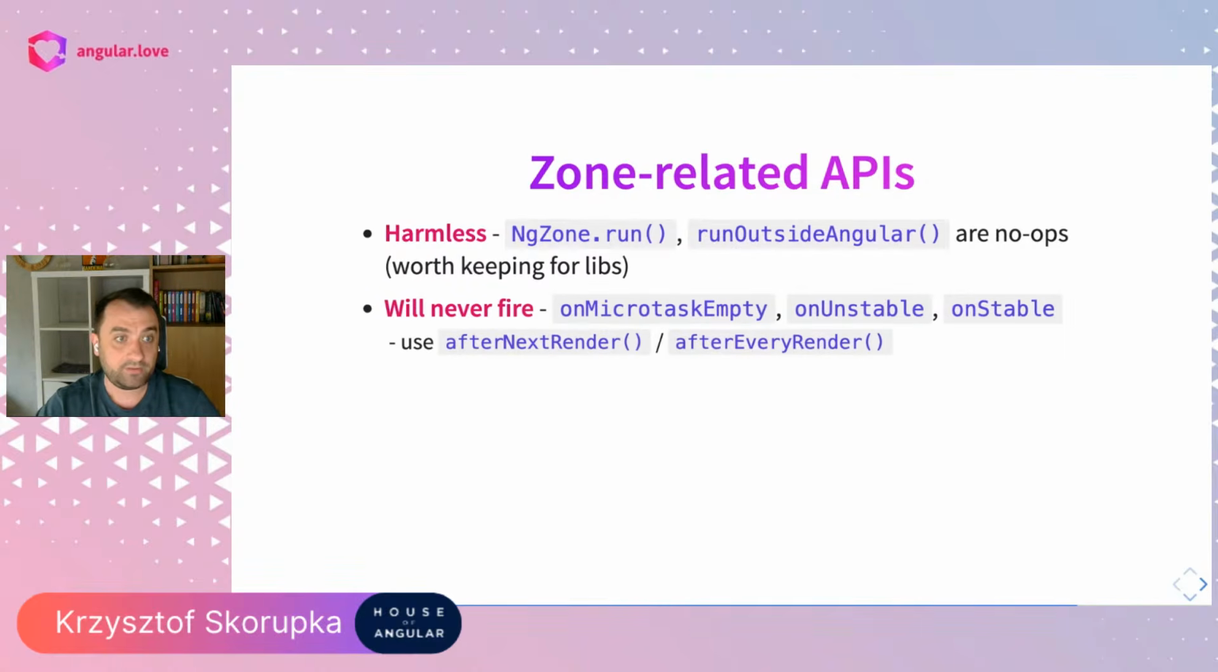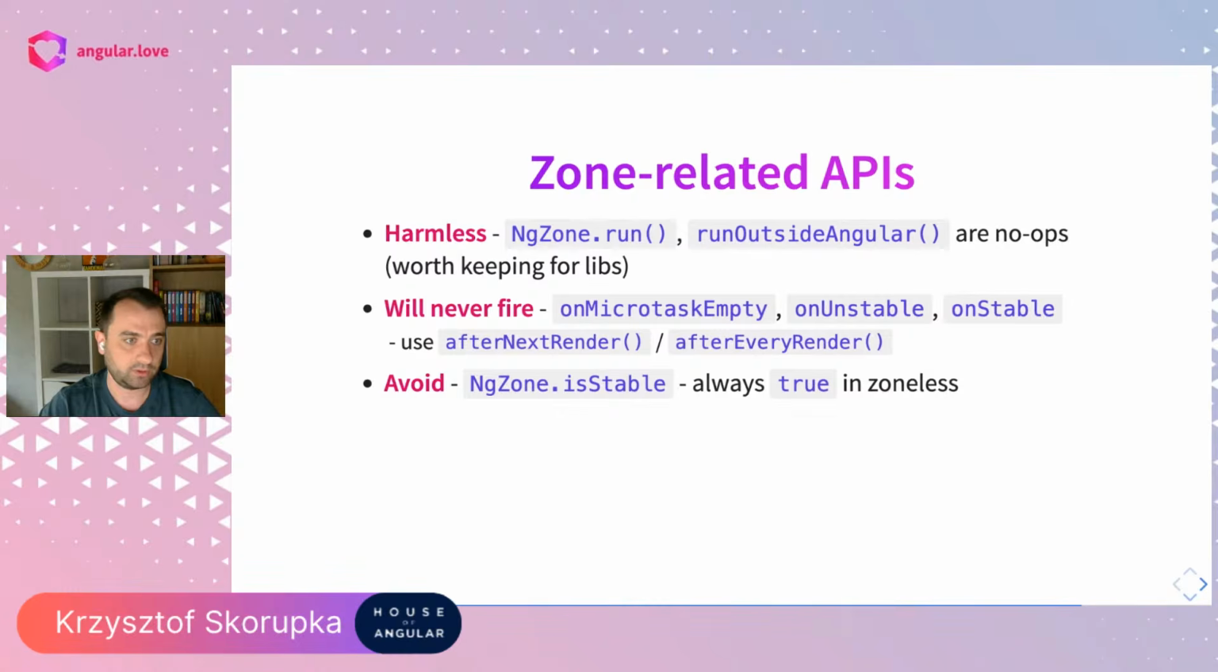There are also some that will never really fire without zones. These are onMicrotaskEmpty, onUnstable, and onStable. So pretty important APIs, let's say. We already discussed them on previous slides. So we need to have some replacements for them, and these are afterNextRender and afterEveryRender. I don't think these APIs are so widely used, at least directly from NgZone, but still there are cases where you can find them. So those need to be replaced in order for the app to work correctly.